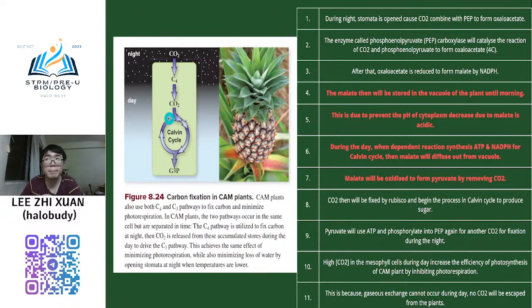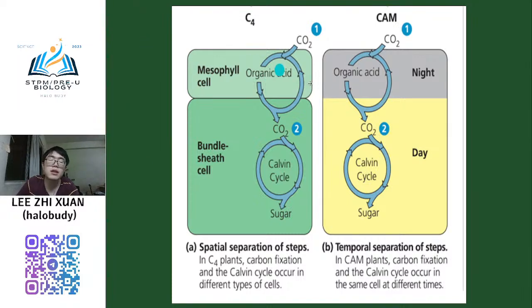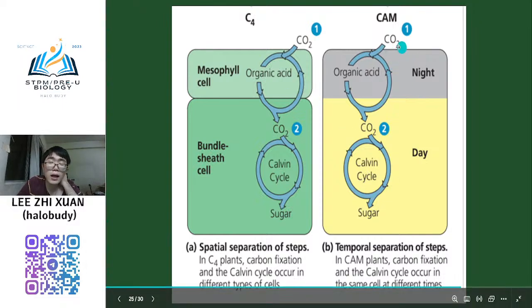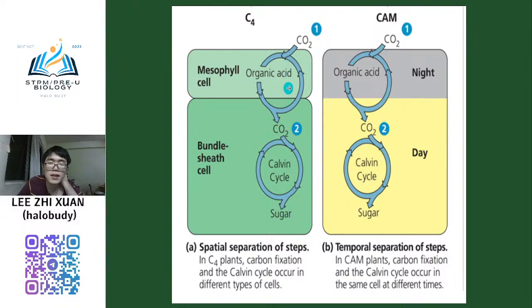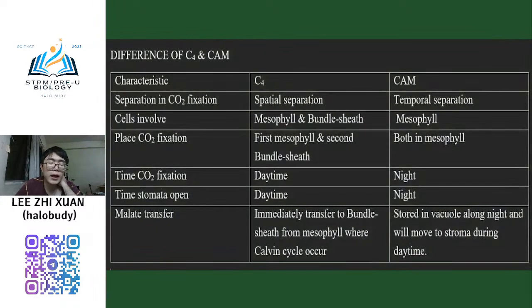It is like storing first, and using it when needed. But C3 has no such mechanism, while CAM has it, even though it only uses one cell. So that's CAM, and this is the difference between C4 and CAM. The mechanism pathway is totally the same; the only difference is the cell. C4 has two cells, CAM only one cell, the mesophyll cell only. And the first and second carbon dioxide fixations are different: the first occurs at night, the second during the day. But for C4, both occur during the day. So this is the difference between C4 and CAM. You can make a comparison yourself.